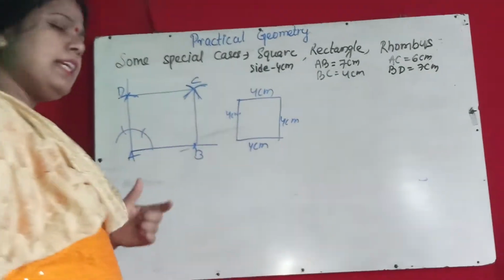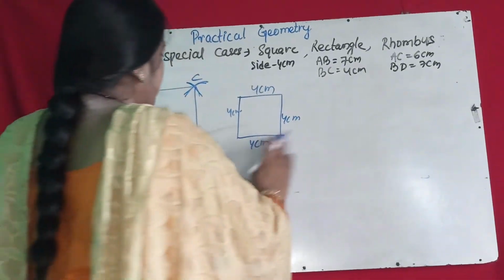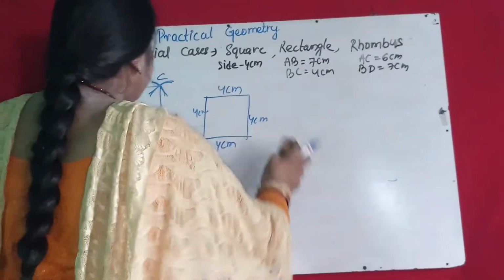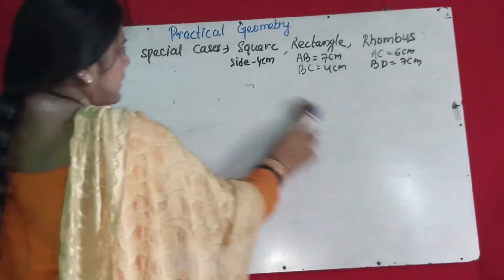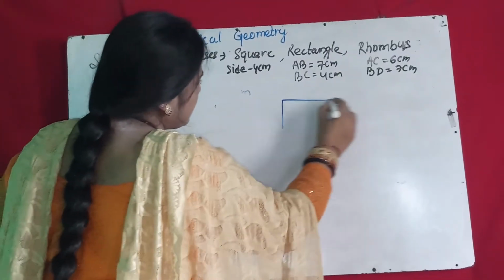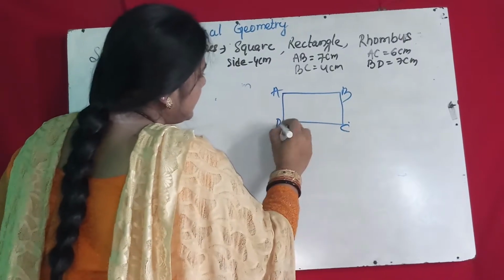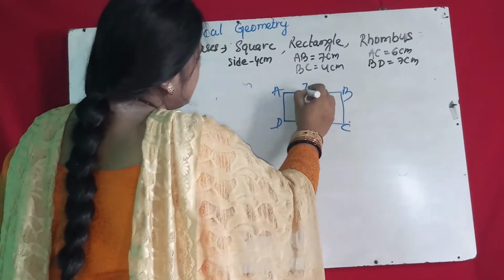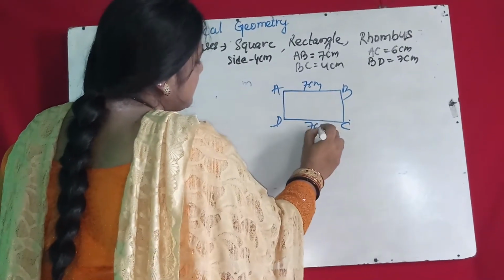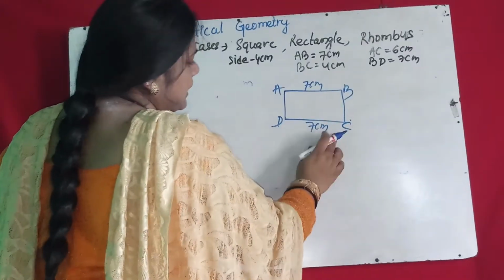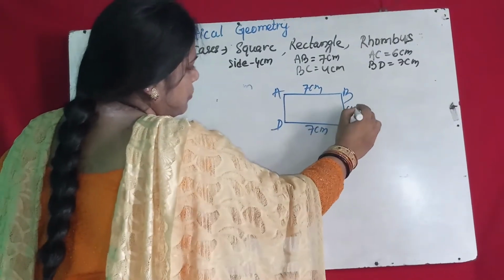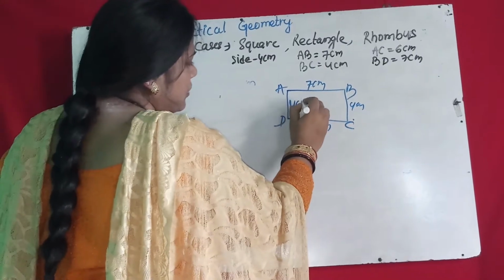In case of rectangle also, same thing. How can you draw a rectangle? Suppose this is the rough diagram, A, B, C, D. So here AB is given 7 cm, means DC also 7 cm, BC equal to 4 cm, AD also 4 cm.